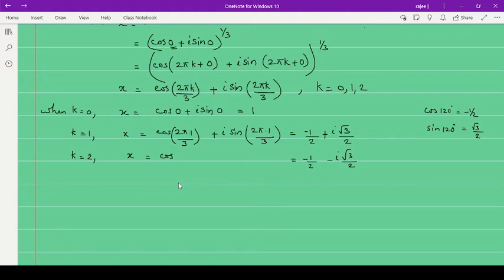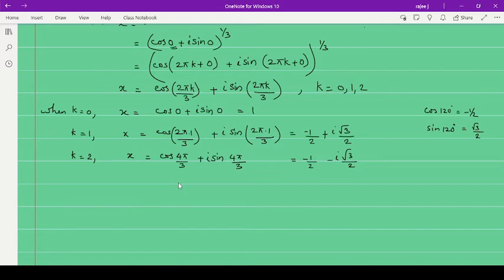Okay, so just check. This is cos when k equal to 2, so 2 into 2 is 4. Cos 4 pi by 3 plus i sin 4 pi by 3. That means, see what is cos 4 pi by 3? Cos 240.